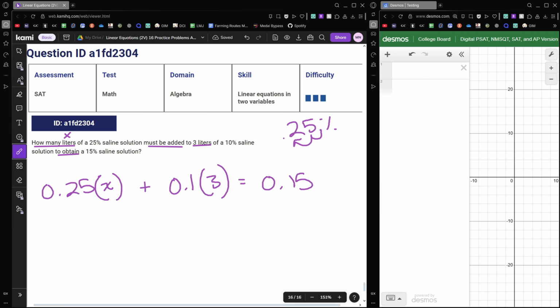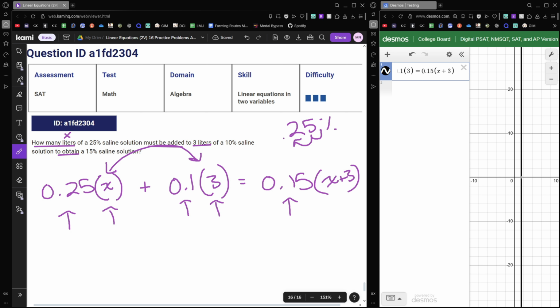If you look at our previous terms, we have a concentration or decimal multiplied by the number of liters. Here we have 25% multiplied by x because we're trying to find how many liters. Here we have our concentration, 10%, multiplied by the number, which we know is 3 liters. In our last part, we have our concentration of 15%, and now we need to multiply it by a number of liters as well. What would be our number of liters? Well, it would just be x plus 3. And now we can solve for x. I'm going to put this in Desmos, and we get that the value of x is equal to 1.5.